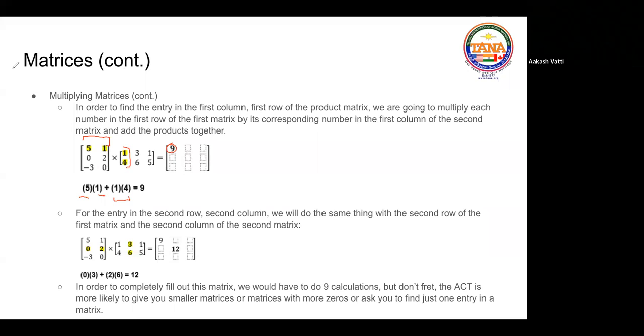And for the entry in the second row, second column, we have to do the same thing with the second row of the first matrix and the second column of the second matrix. So again, right here and right here, multiply them together and add them. In order to completely fill out the matrix, you have to do 9 calculations. But the ACT is more likely to give you smaller matrices or matrices with more zeros in them and ask you to just find one entry in the matrix. So you're not going to have to spend, say, a good 5 minutes just calculating a large matrix.